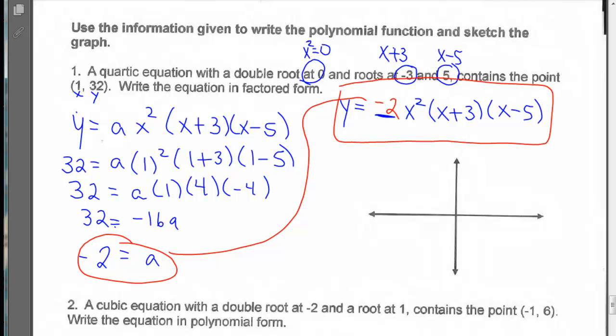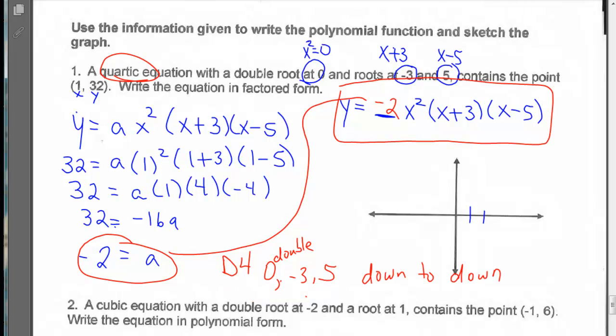Now I need to graph. Well, I know the degree is 4 because it said it was a quartic equation. The roots were 0, -3, and 5, and 0 was a double root, which I know because it was given. This is a reflection of an even root, so it's opening down to down. Mark our x-axis to graph and plot our points. Let all of our values be 1 unit away. So this is 0, -3, and 5. This is a graph down to down.